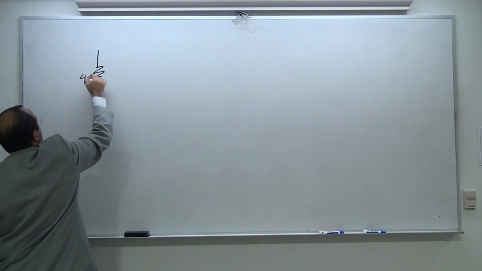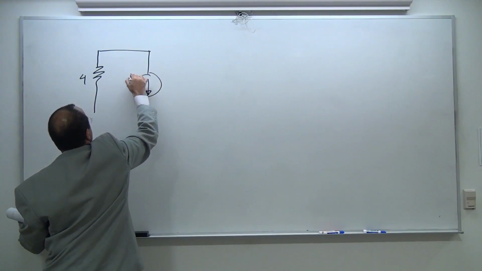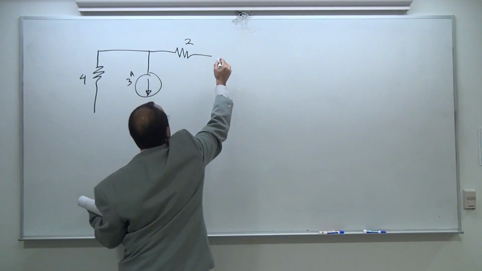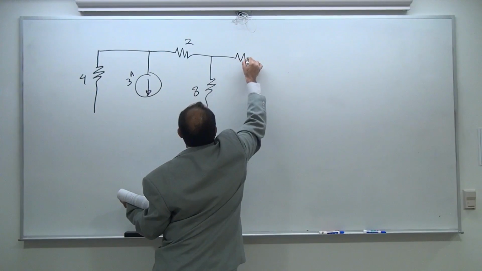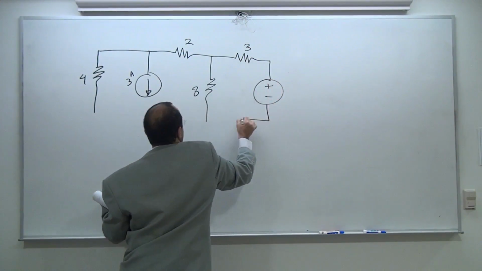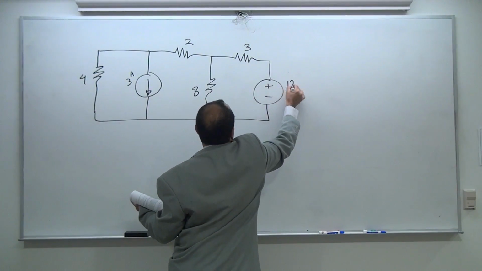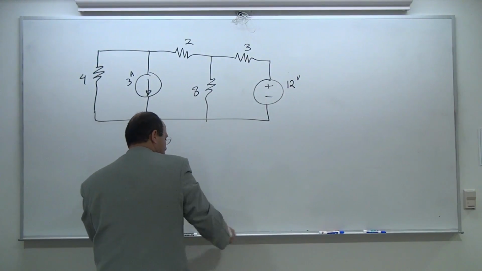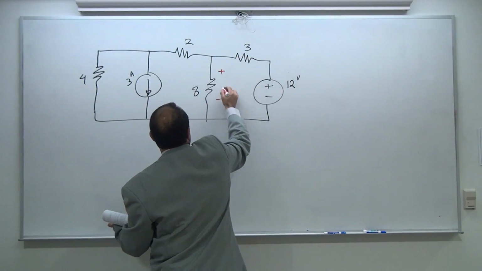I have 3 amp, 2, 8, 3, okay. And the voltage of interest, or the point of interest, variable of interest, is the voltage across the 8 ohm.